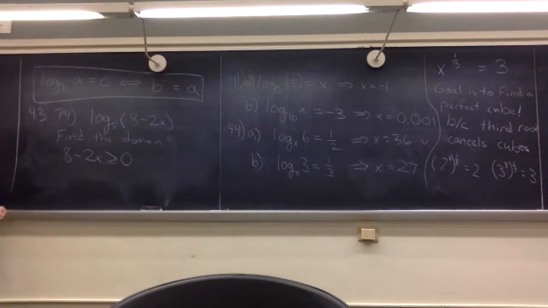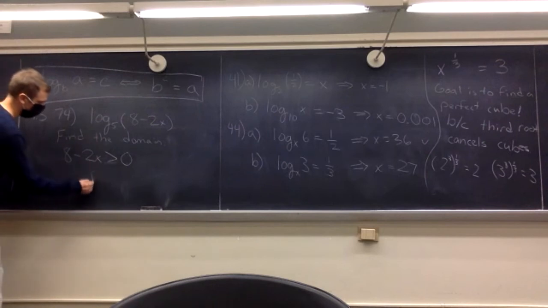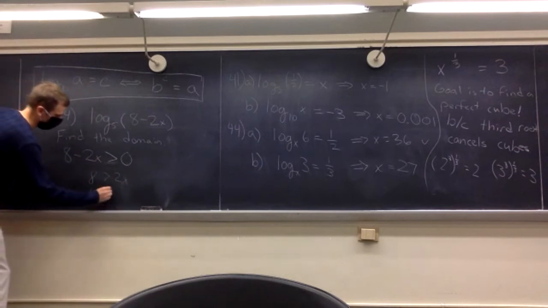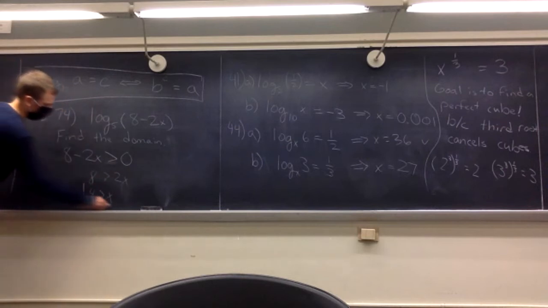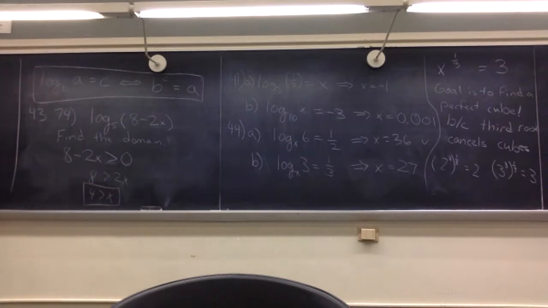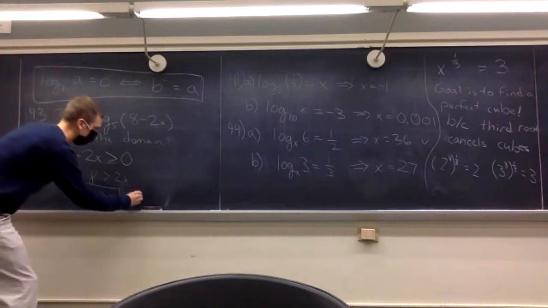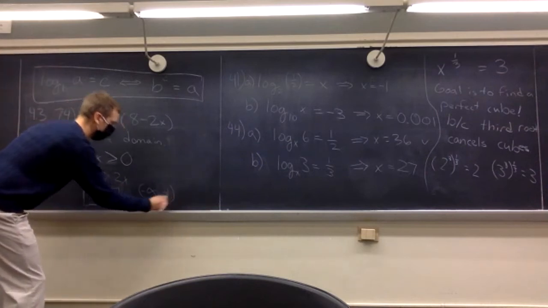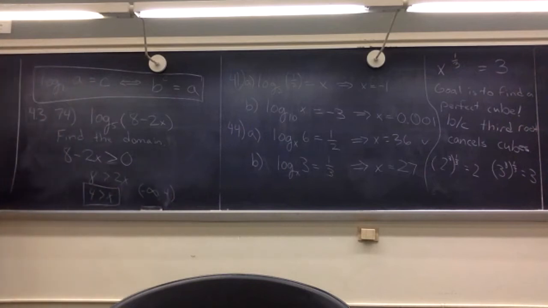Now we just solve this inequality. 2x over, divide by 2, there it is. That's one form: x is less than 4. Another form is negative infinity to 4, that way. Set-builder notation: the set of all x such that 4 is greater than x. Done. Three alternative ways to do it.